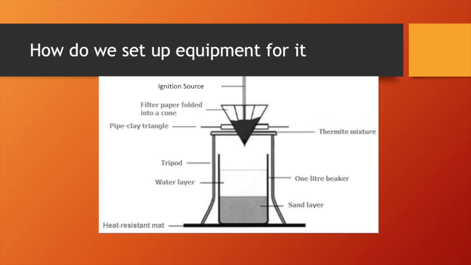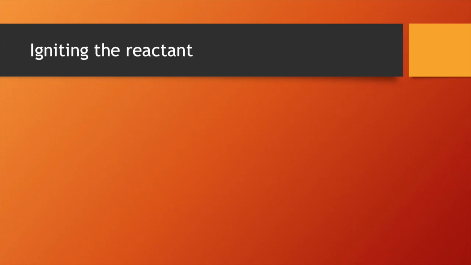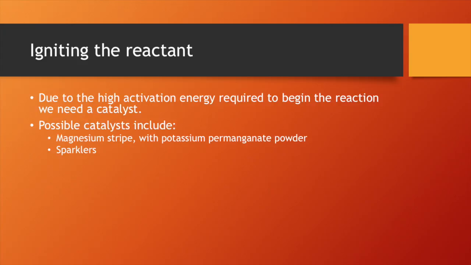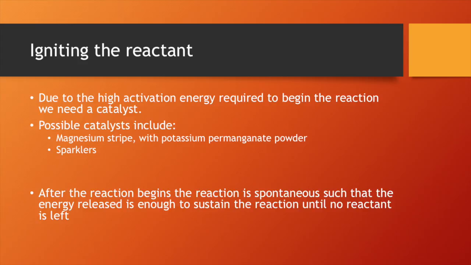To begin the reaction, we need an ignition source. We have previously stated that the reaction requires a large activation energy, and as such, we need a catalyst to start the reaction. Possible ignition sources include magnesium strip, potassium permanganate powder, or something that gives off enough heat for the reaction to start, like a common sparkler. After we begin the reaction, there is enough energy given off to sustain the reaction, and as such the reaction is spontaneous. Here is a video showing the process of conducting a thermite reaction.